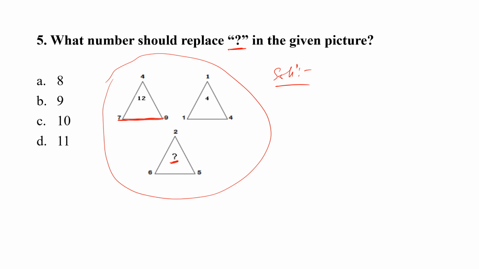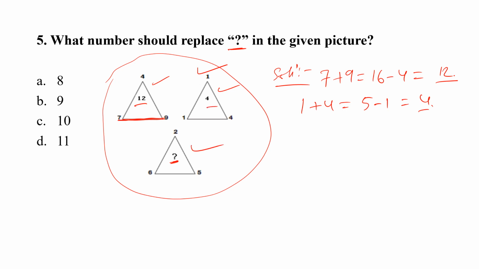the lowest number, for example for this figure number 1, if we plus 7 plus 9, we will get 16. And then minus it with 4, we will get 12. And in this second figure, we find 1 plus 4 equal to 5. And if we minus it with this top number, minus 1 equal to 4. So we find this number is 12 and this number is 4. So the same with this we will follow.